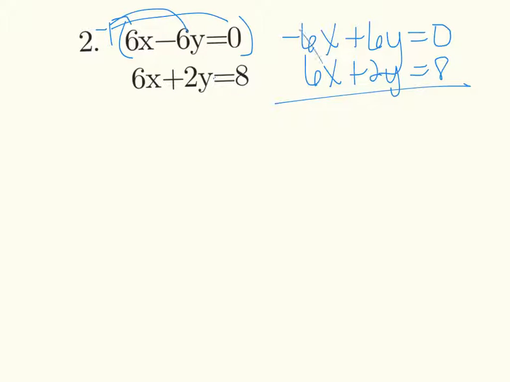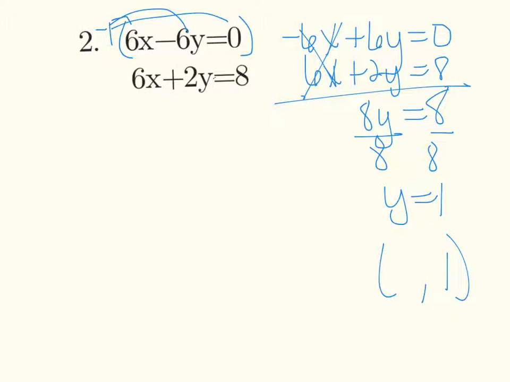So my x's go away. 6y plus 2y is 8y, and then 0 plus 8 is 8. Divide by 8, and my y equals 1. So now I have y equals 1.